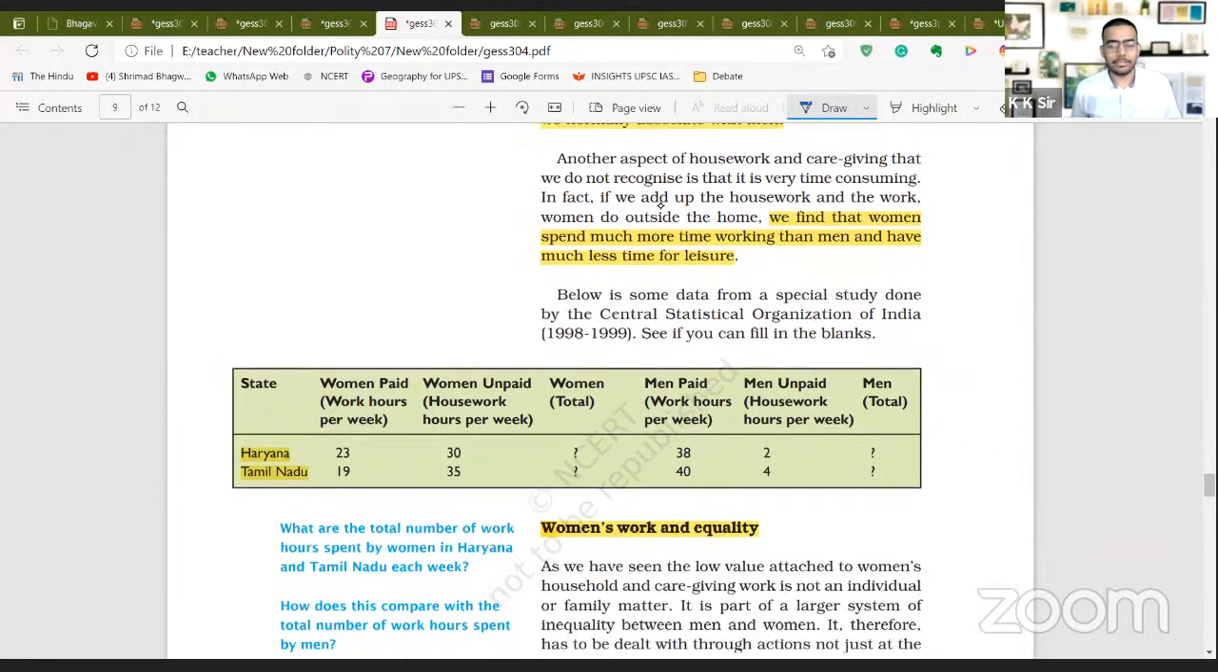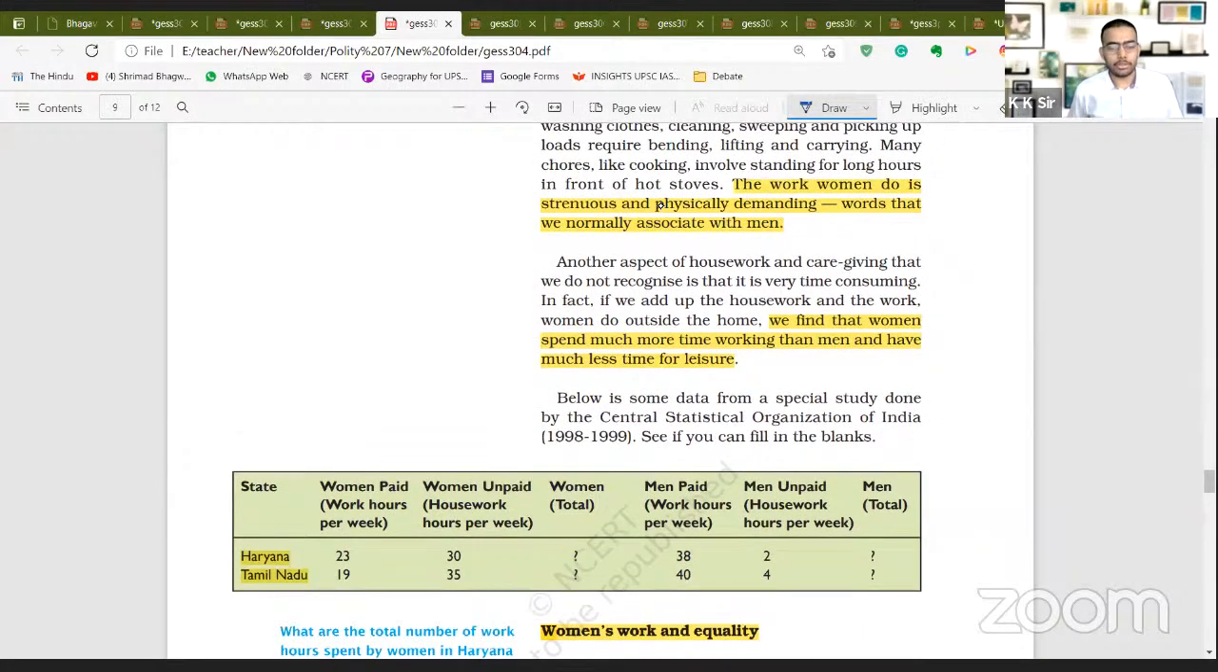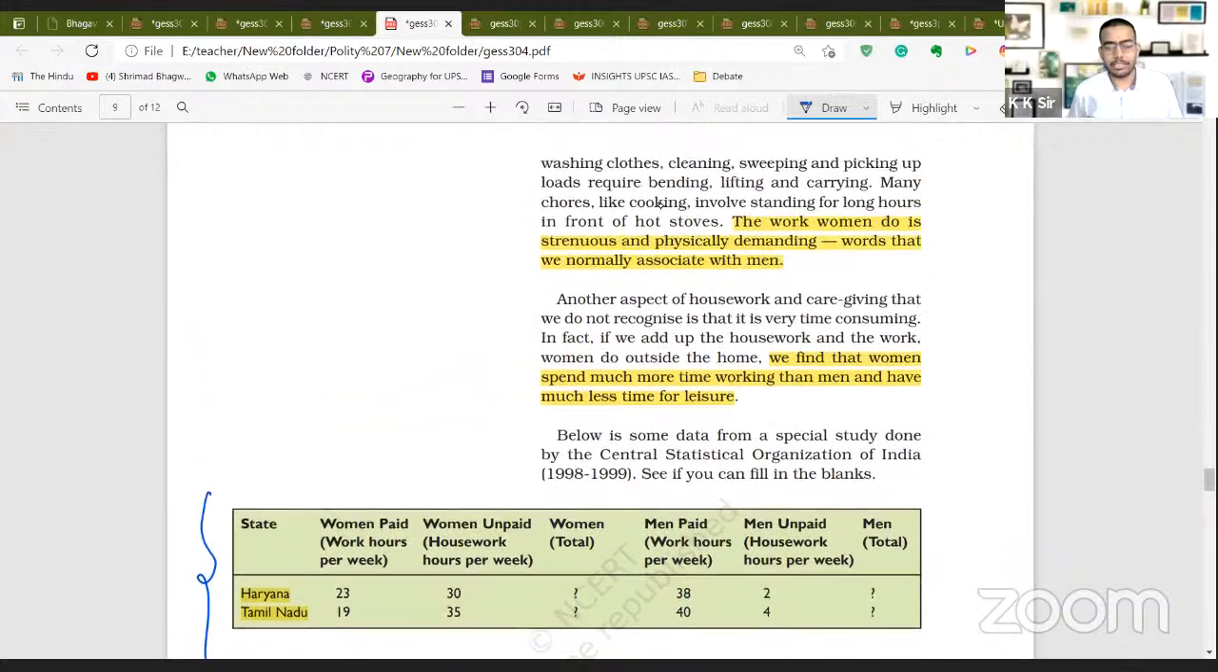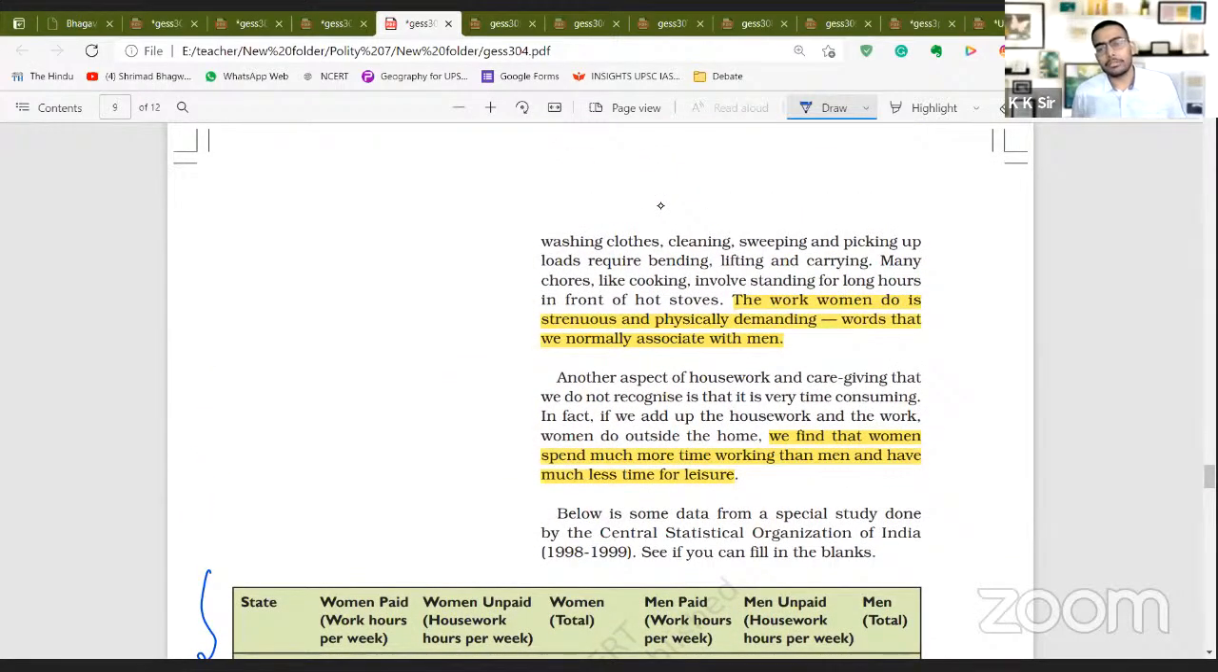There are some stats here, and you should use these stats while writing answers regarding gender. The work women do is strenuous and physically demanding. Actually, all the work that women are doing in the house is not simple work. They're not weaving sweaters. They're doing actual physically strenuous work. And still we say that men are supposed to possess a lot of muscle and do all the physical work. It's a paradox.